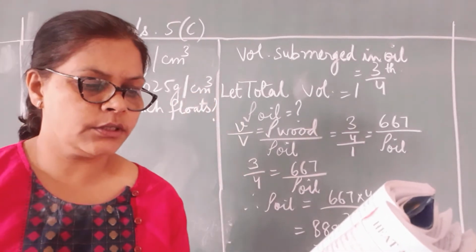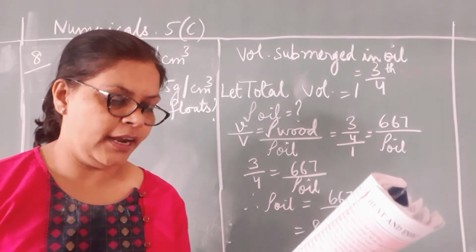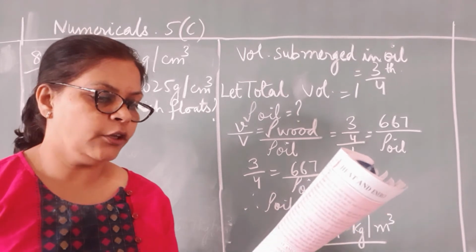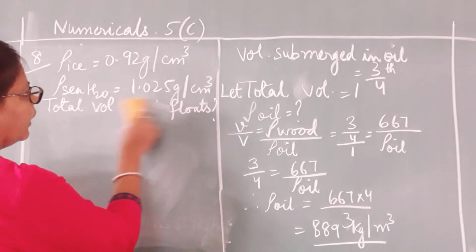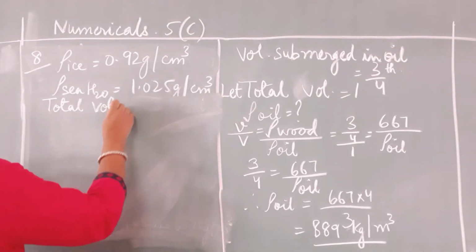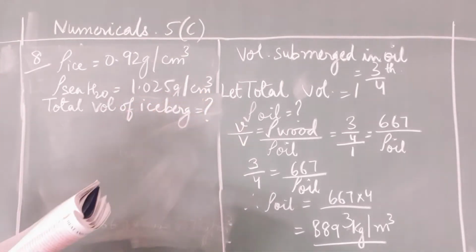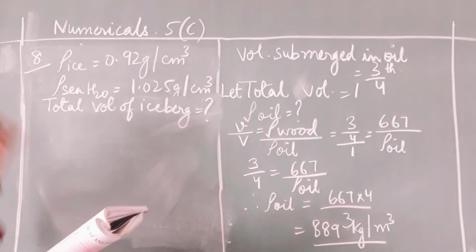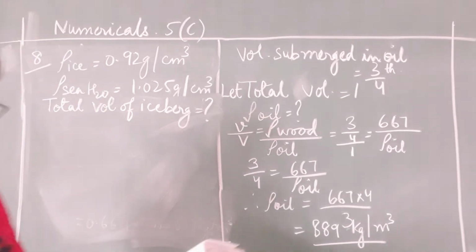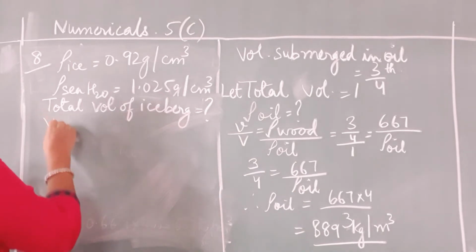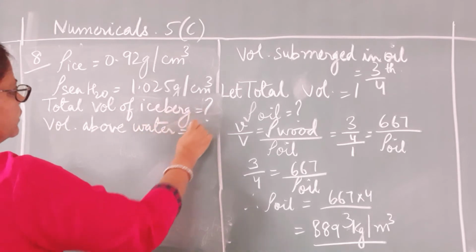Total volume which floats with its volume 800 cubic centimeter above water. Find the total volume of iceberg which floats with its volume 800 cubic centimeter above water. So you are supposed to find out the total volume of iceberg, right children? And they have told you that, find the total volume of the iceberg which floats when its volume is 800 cubic centimeter above water. So volume above water is 800 cubic centimeters.